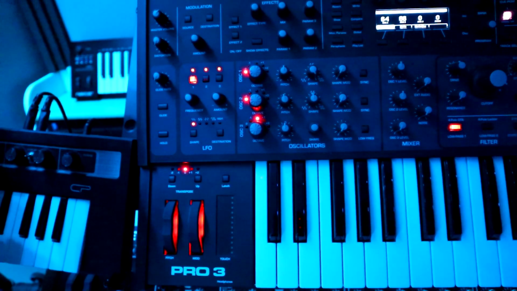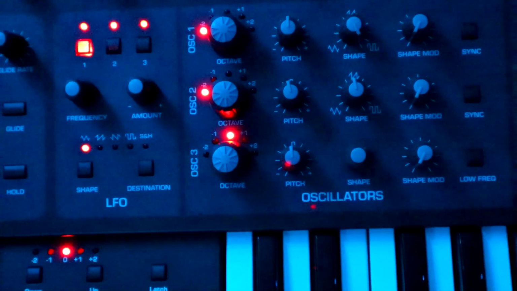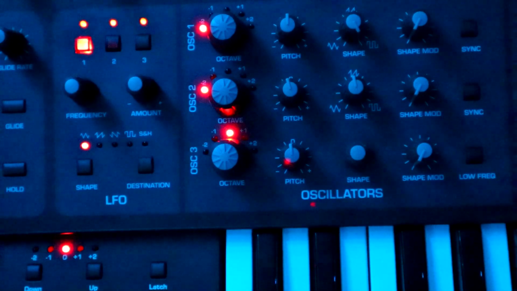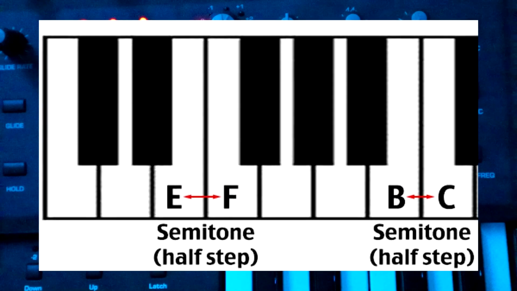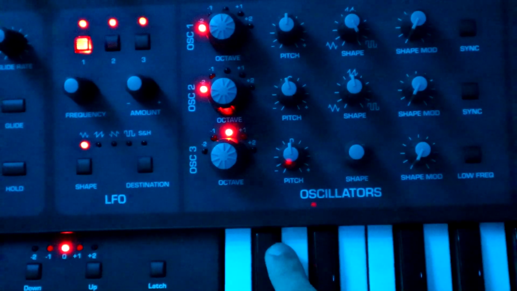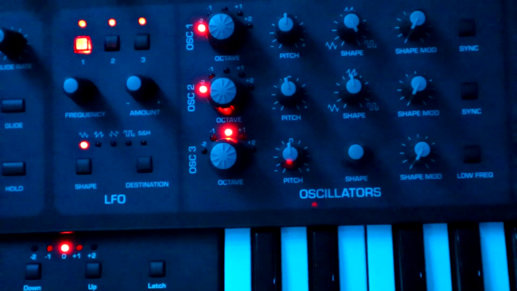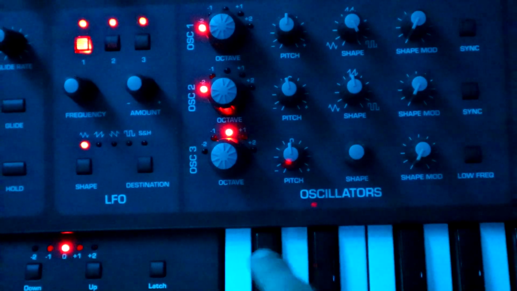What's going to set them apart though is this pitch knob right here. I can detune our second oscillator a little bit. I'm talking about cents, not semitones. There's 100 cents between each semitone. If I were to go from this C sharp up to this D, that's just 1 semitone up, right? There's 100 cents in between these.